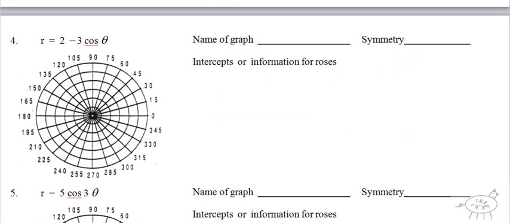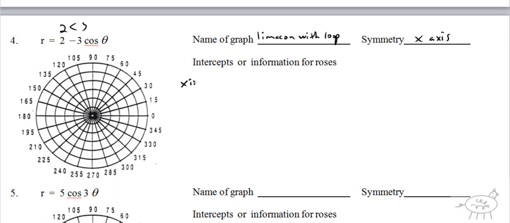Excellent, excellent. So remember 2 is less than 3. So less is loop, so this is going to have a loop in it. All right, so it's a limaçon with a loop, because less is loop. And symmetry, cosine, so it's x-axis.